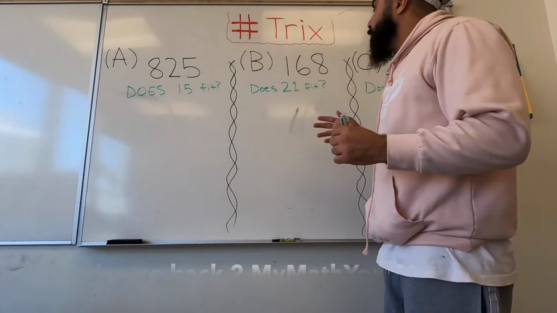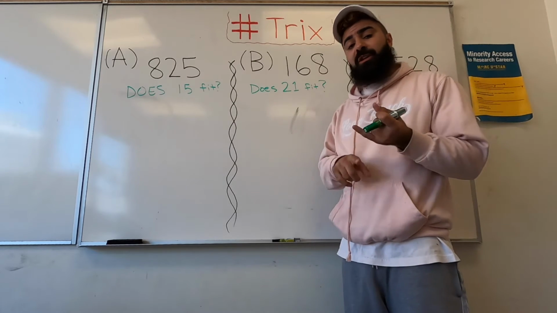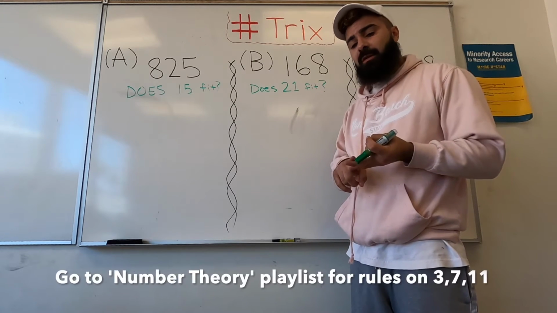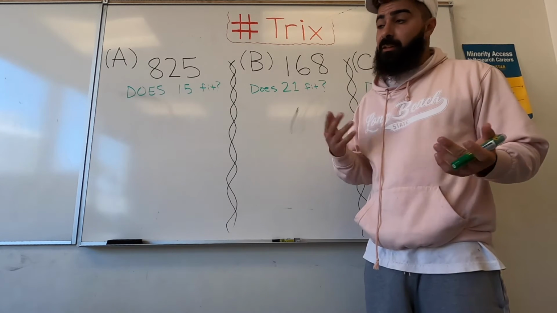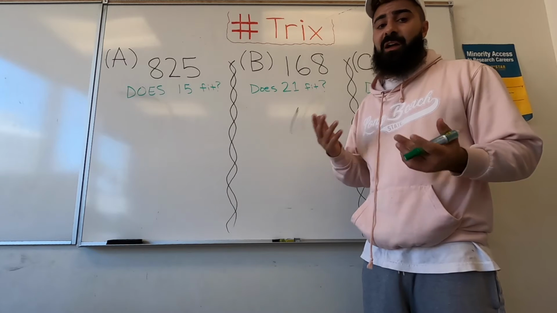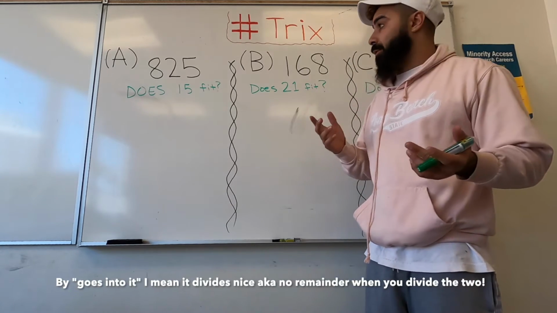Today we're going to do a little bit more number tricks. So I've shown you guys how to look at a number and tell if 3 goes into it, 7 goes into it, and 11 goes into it. We also know for 2, 5, and 10. 2 goes into it if it's even, 5 goes into it if it ends in a 5 or a 0, 10 goes into it if it ends in a 0.